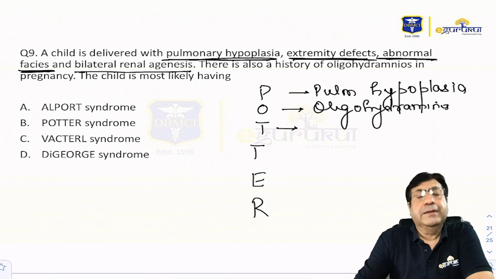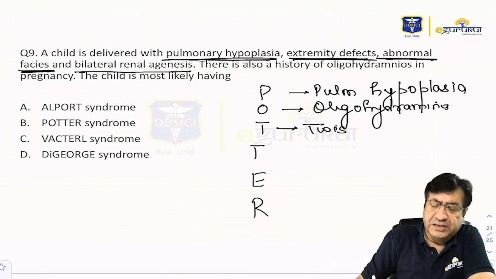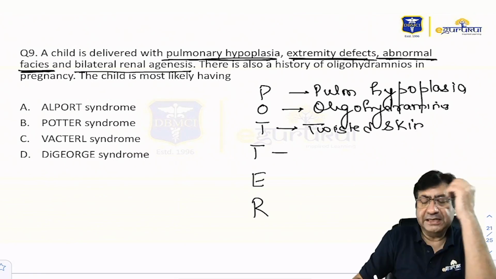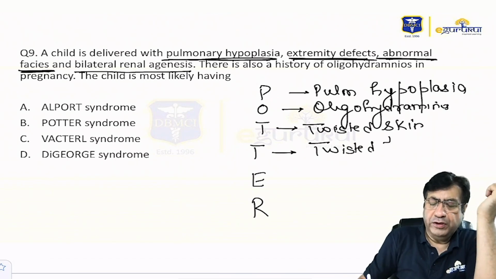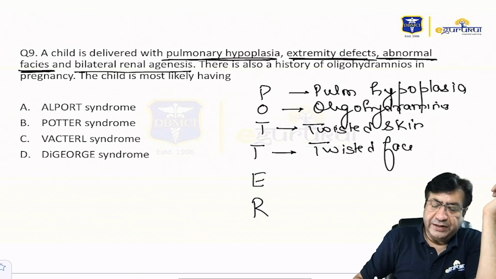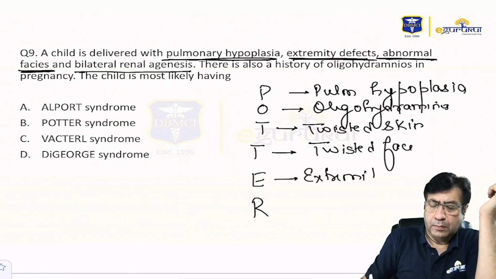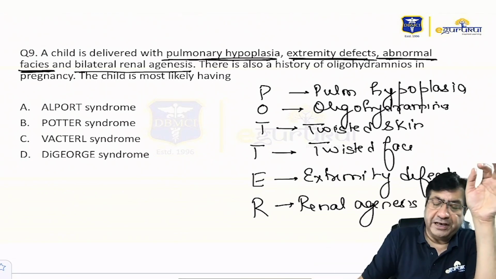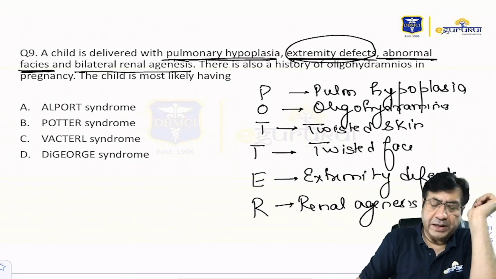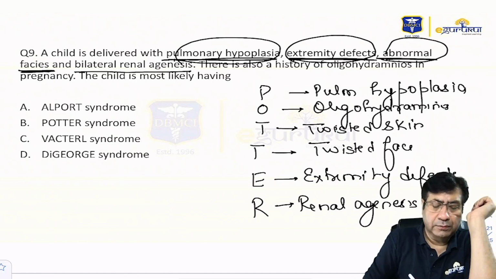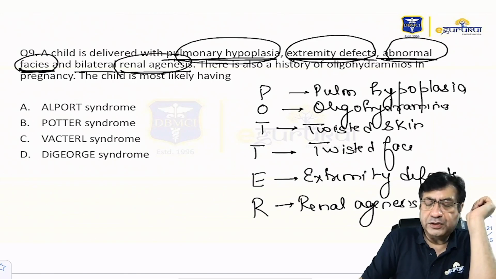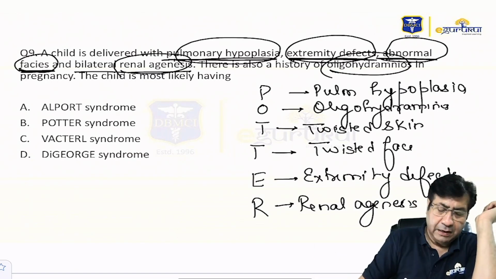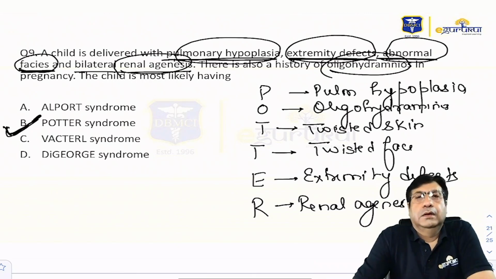It is associated with twisted skin, which is wrinkles in the skin. Then it is associated with a twisted face, which is abnormal face. It is associated with extremity defects. And it is associated with renal agenesis. In our question, we have a history of extremity defects also. We have a history of pulmonary hypoplasia also. We have a history of abnormal face also. We have a history of renal agenesis also. And we have a history of oligohydramnios also. So the best answer here should be Potter's syndrome.